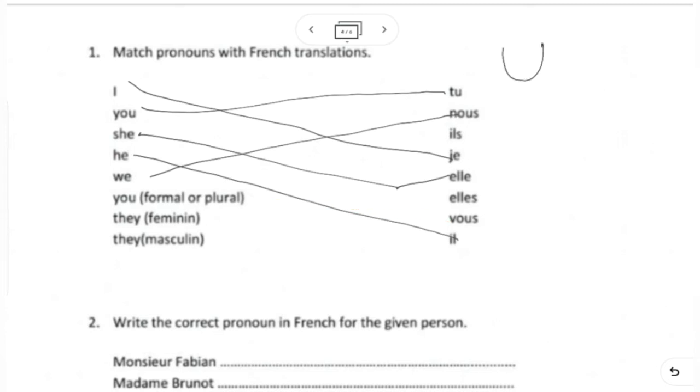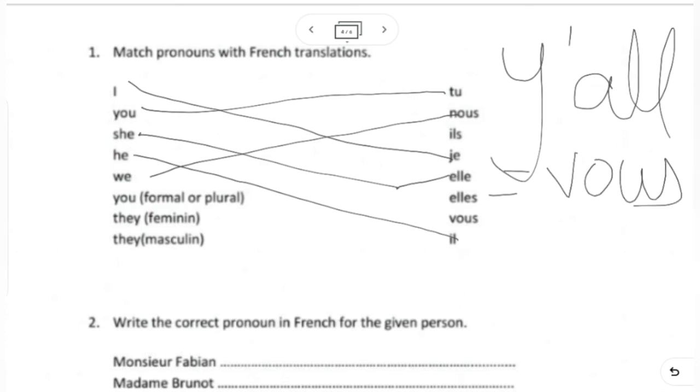So even if you say y'all, even this is equal to vous. Okay. So over here we know it's vous. They feminine, that is ELLES. Great. And the masculine is ILS.